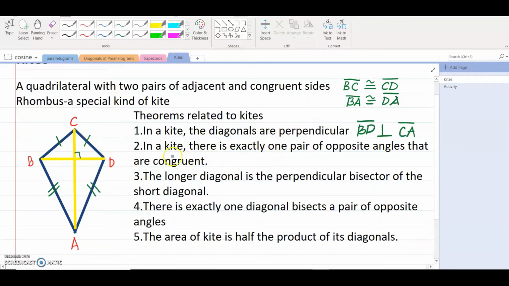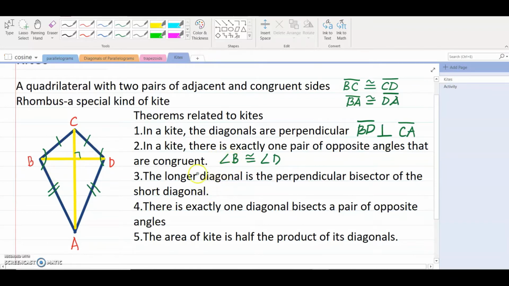Okay, next, number 2, in a kite there is exactly one pair of opposite angles that are congruent. If we're going to look at this kite ABCD, the opposite angles that are congruent will be angle B and angle D. So angle B is congruent to angle D. That is the pair we are referring to of opposite angles that are congruent.